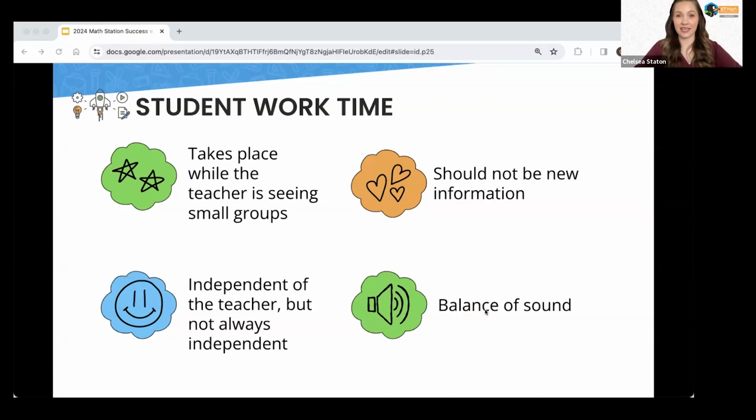And then for me, having a balance of sound was incredibly important. So we always had two stations that we called talking stations, and two stations that were silent stations. So that made sure we still were giving students opportunities to have mathematical discussions. But for my own sanity, I needed some of the stations to be quiet so that we had a good sound level in the classroom. Students at teacher table could still hear me. So we just had a balance. Some of the stations you were expected to talk and some you were not.